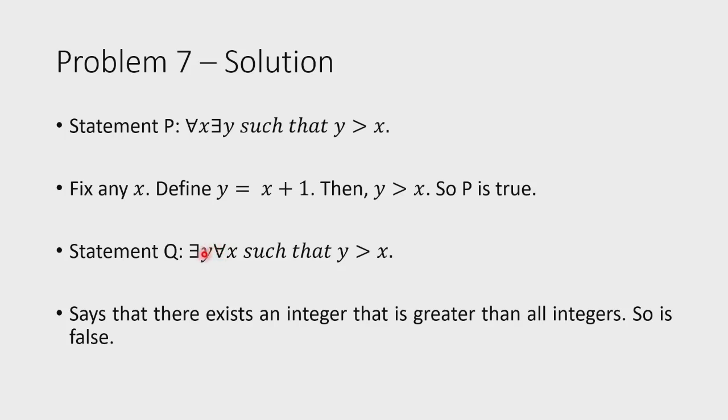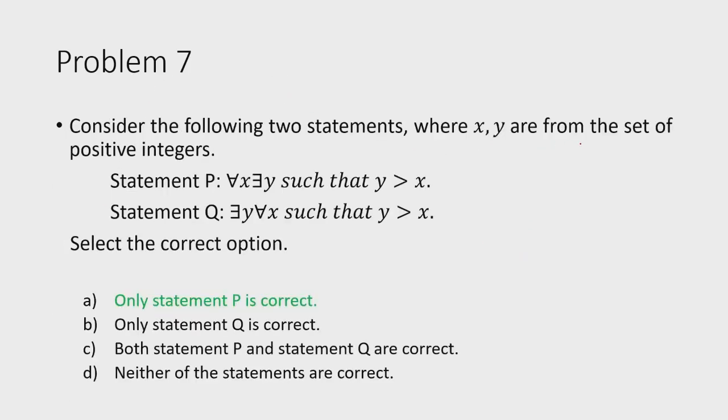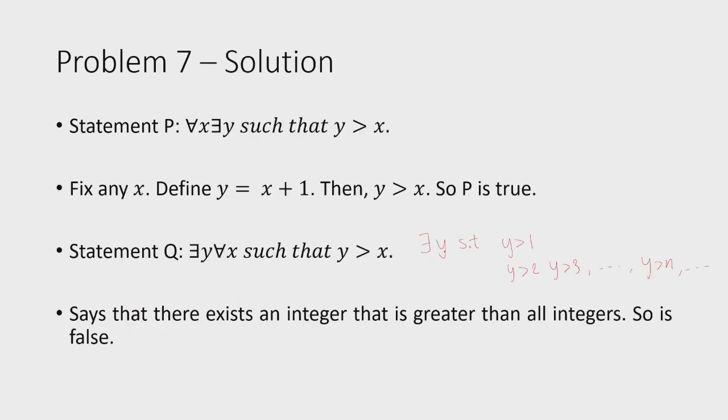So what is this saying? There exists y for all x, right? What this is saying is there exists y such that y is greater than 1, y is greater than 2, y is greater than 3, y is greater than n, and so on, right? So there exists a common y. So what is the domain of x and y here? That is given over here, where x and y are from the set of positive integers. So therefore, it cannot be correct.